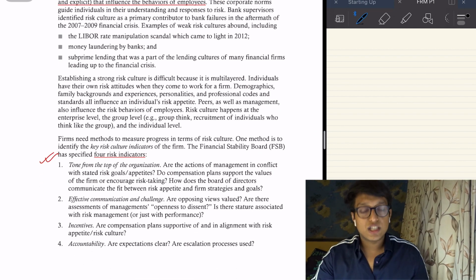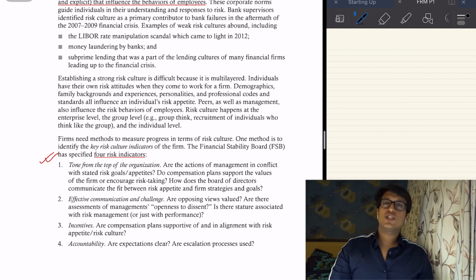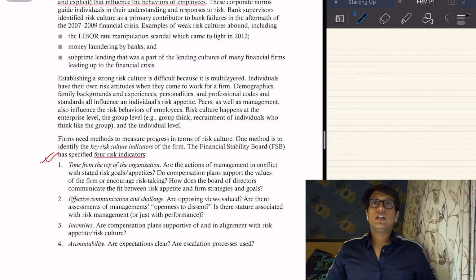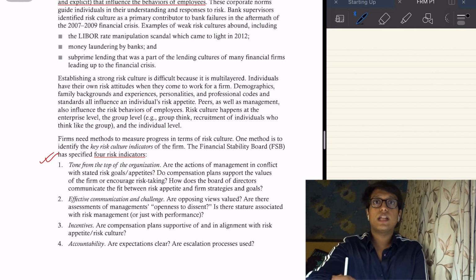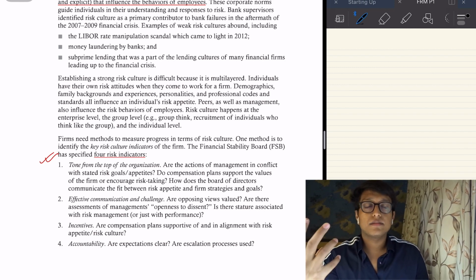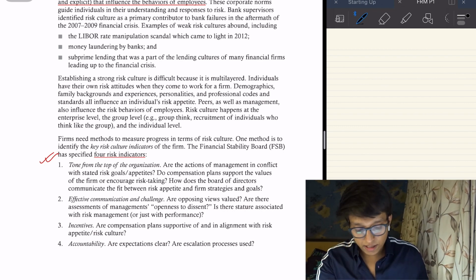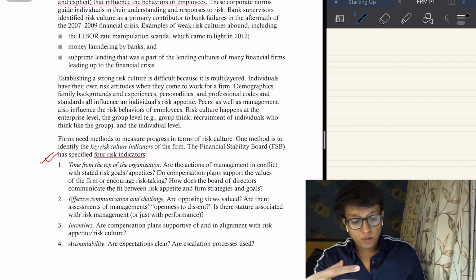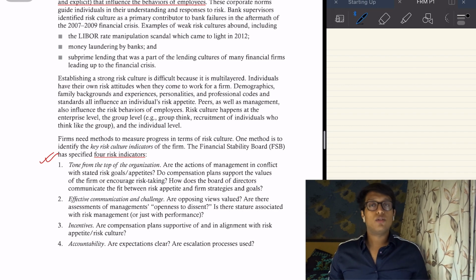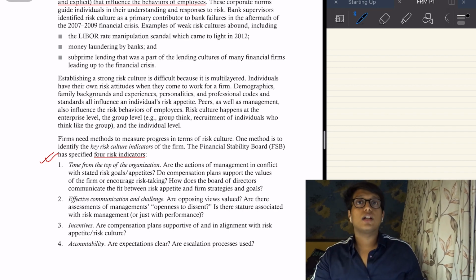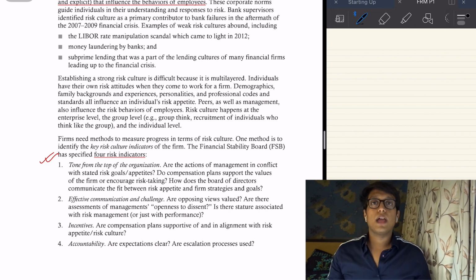So there are four key risk culture indicators. The first is tone from the top of the organization. If the top management is very strong, in control of the risk goals and appetite, and they communicate it well, then that might be a good indicator of the risk culture in the organization. The second is effective communication and challenge. Are opposing views valued? For example, if someone raises an opposing view, is it valued or is it struck down in the organization? Because if it is struck down, then that manager might be incentivized to go against the organization and the risk culture may be hampered.